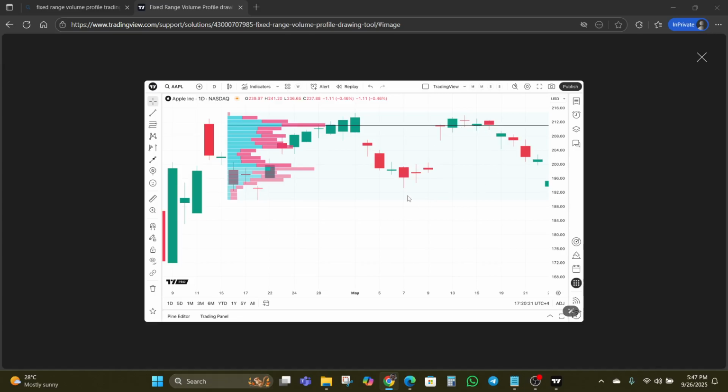Then, very, very importantly, use a demo account to practice identifying high and low volume nodes before applying them in live trading.